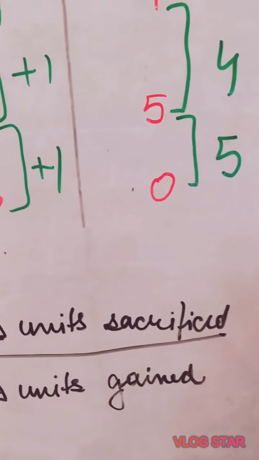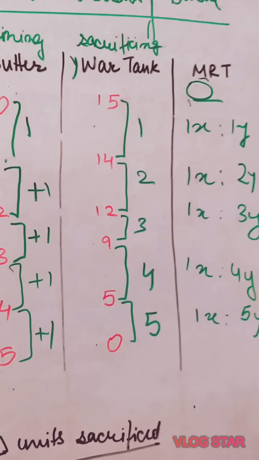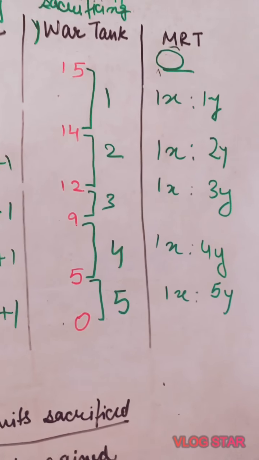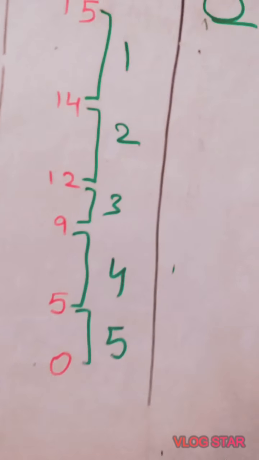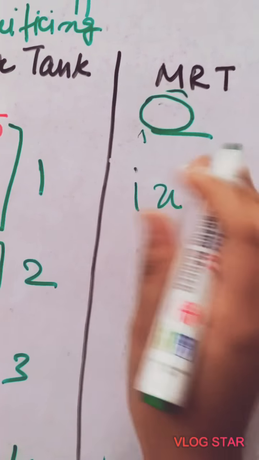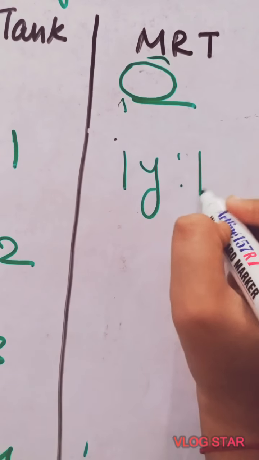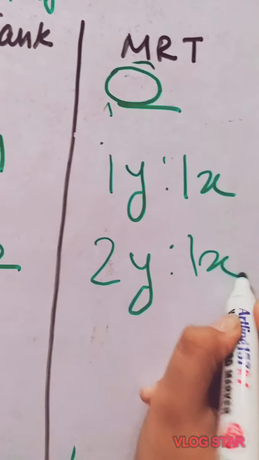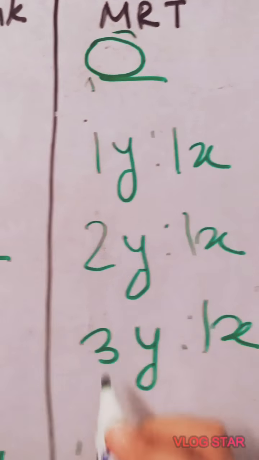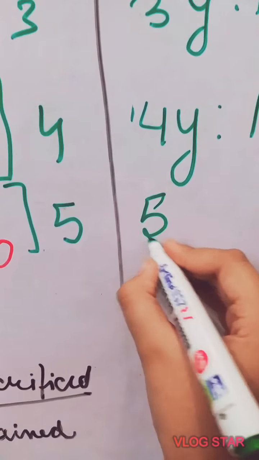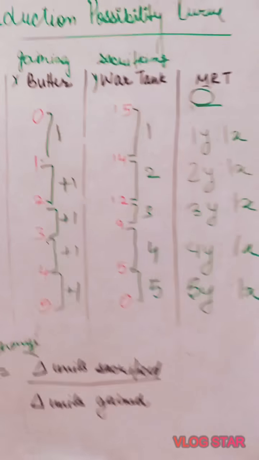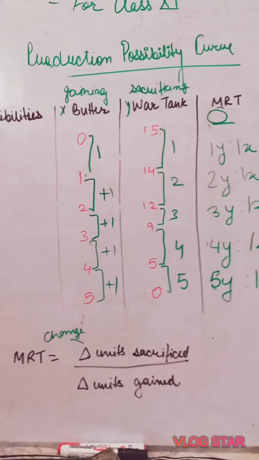As I told you that MRT is the change in units sacrificed upon change in units gained, but here I have written change in units gained upon change in units sacrificed. So that's totally wrong. We have to correct our mistake, and we would be writing for this one: first one is 0, then 1y is to 1x, 2y is to 1x, 3y is to 1x, 4y is to 1x, then 5y is to 1x. So our PPC schedule is complete now, but now we have to plot its graph.